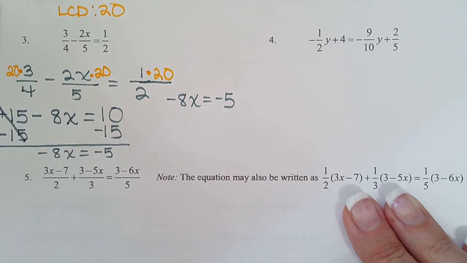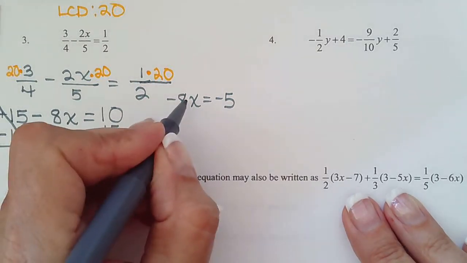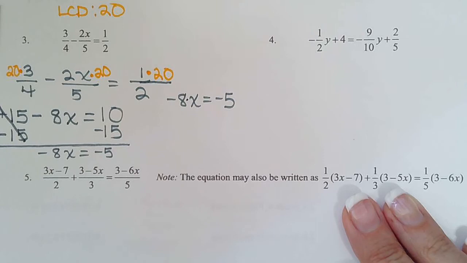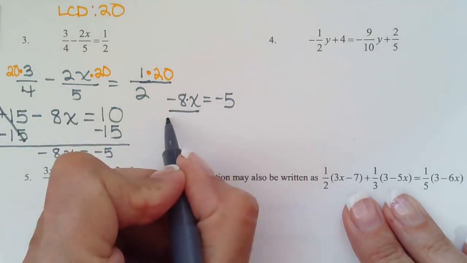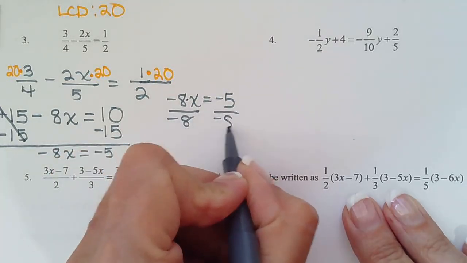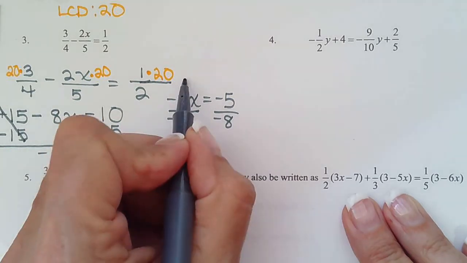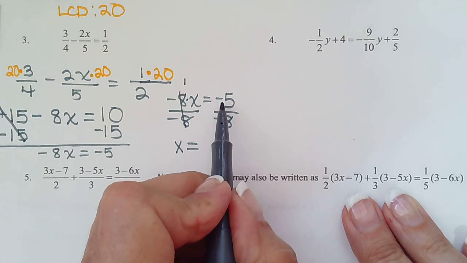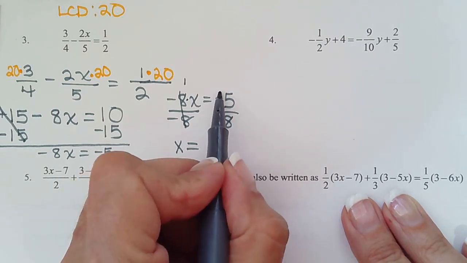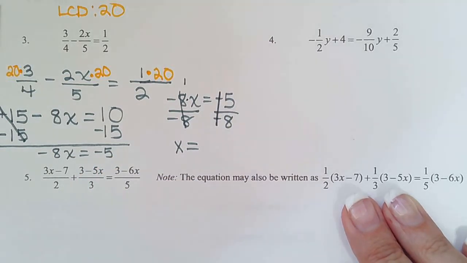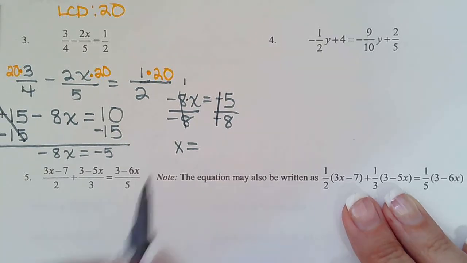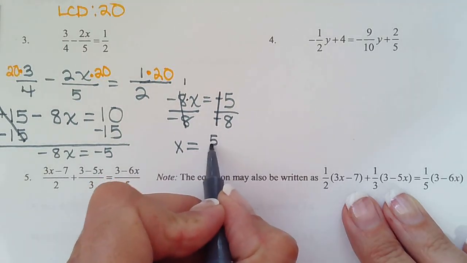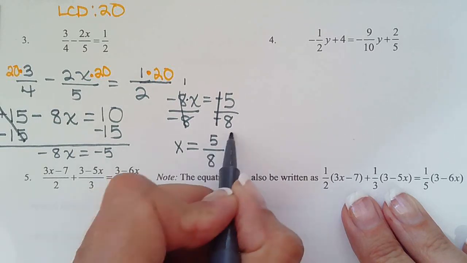Okay, now what? I haven't quite gotten x alone. The opposite of times negative 8 is divide by negative 8. And I will tell you, so many students make a mistake here. 2 negatives in division is always a positive. Never leave 2 negatives in a fraction. So my answer is positive 5/8.